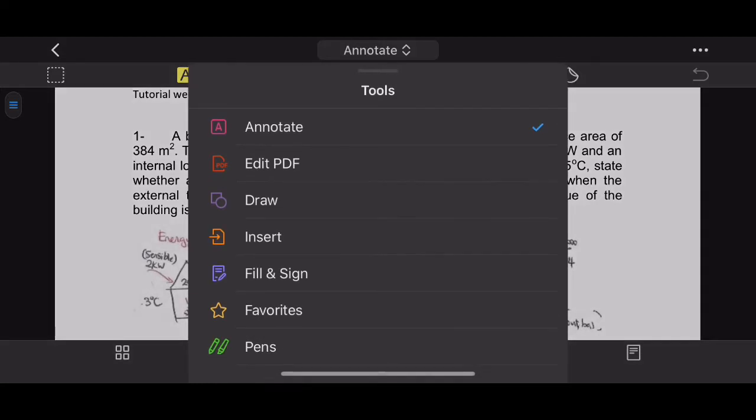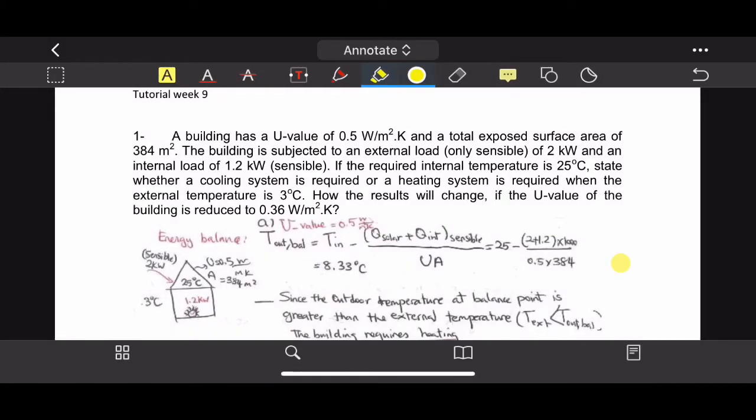Let me bring the highlighter there. A building has a U value of 0.5 W/m²·K. The U value describes the heat transfer through the building envelope. The total exposed surface area is around 384 m². The building is subject to an external sensible load of about 2 kW and an internal sensible load of 1.2 kW. So all of them are sensible. The required internal temperature is 25 degrees Celsius, meaning the room must be at 25 degrees Celsius.